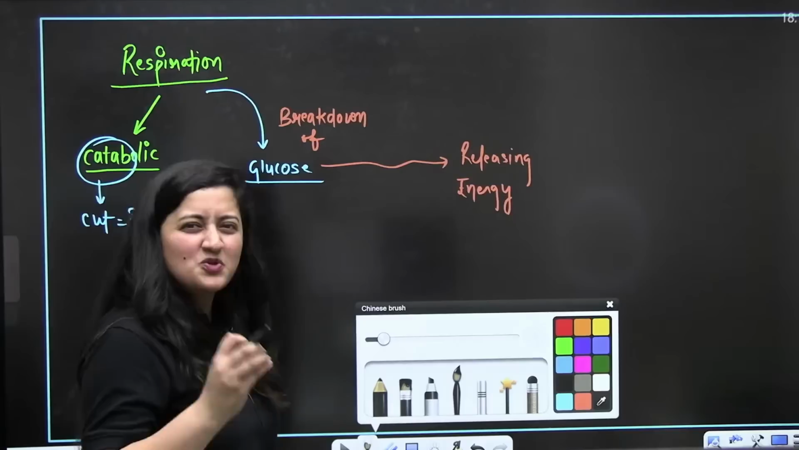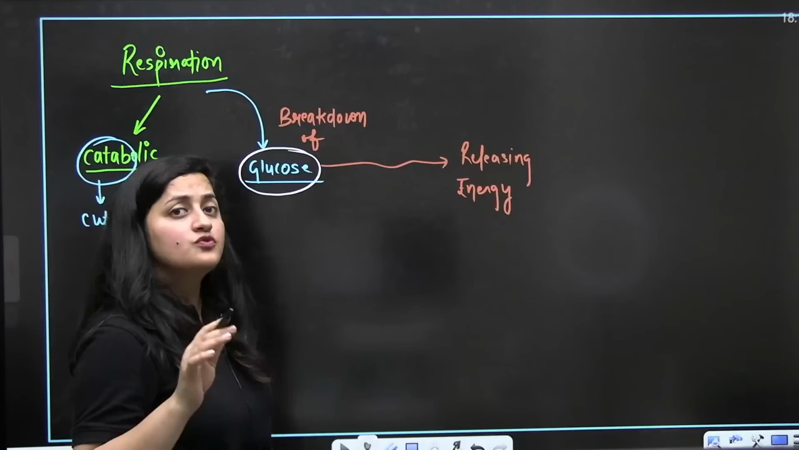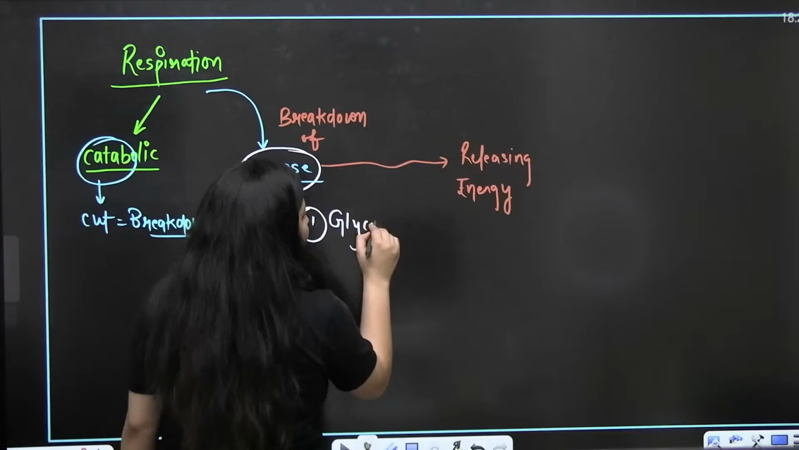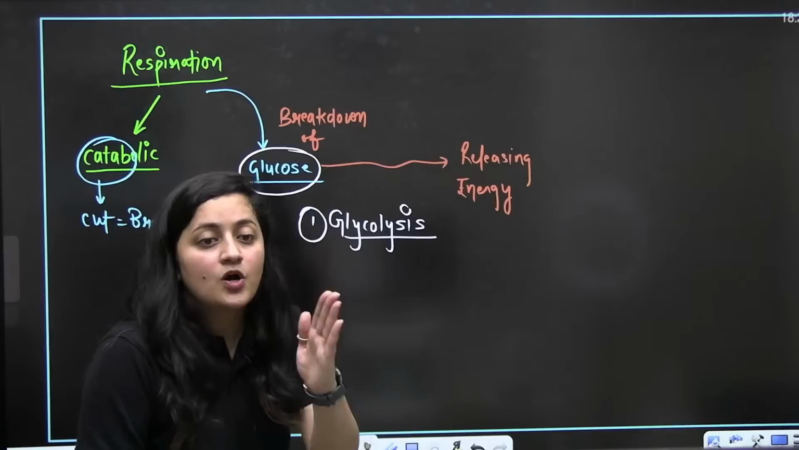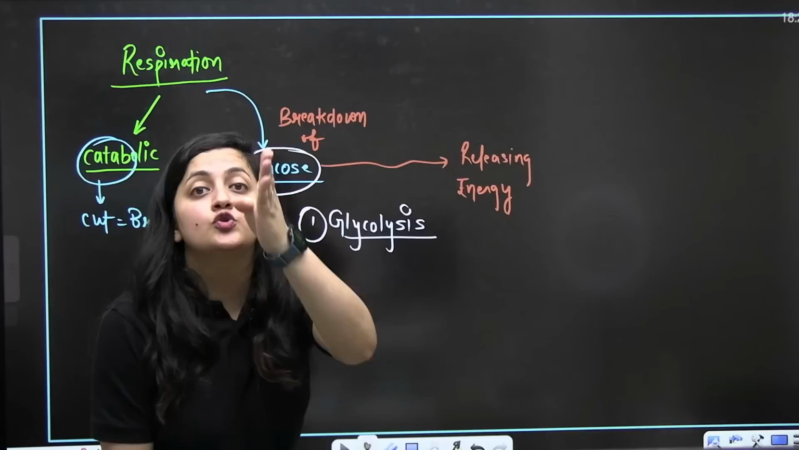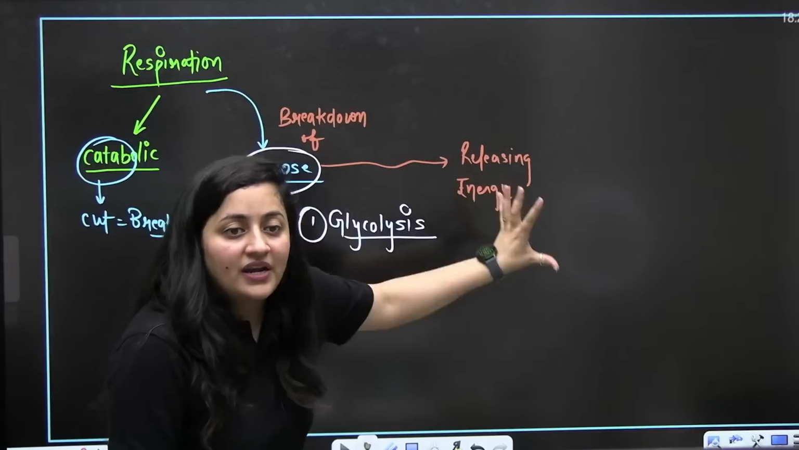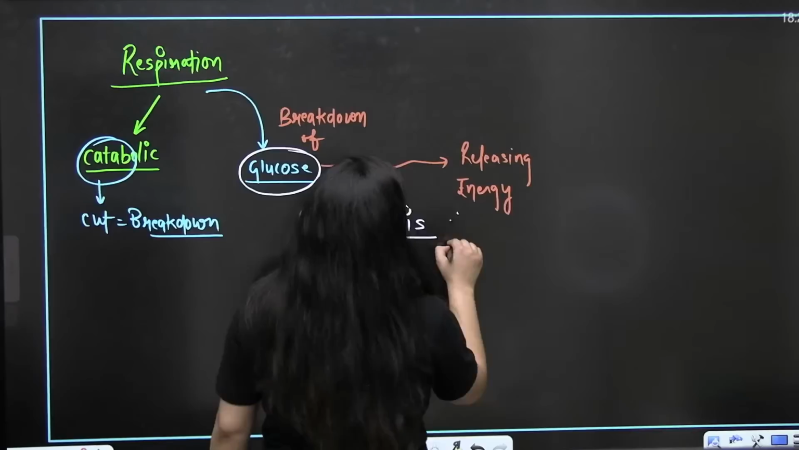Okay, now come to this topic. So, you know that there will be the breakdown of glucose which is going to release the energy. So, here, the very first step is glycolysis. Look at this word, glycolysis. Lysis means breakdown, glycolysis, glucose breakdown. It means there will be the breakdown of glucose. So it is a common step.